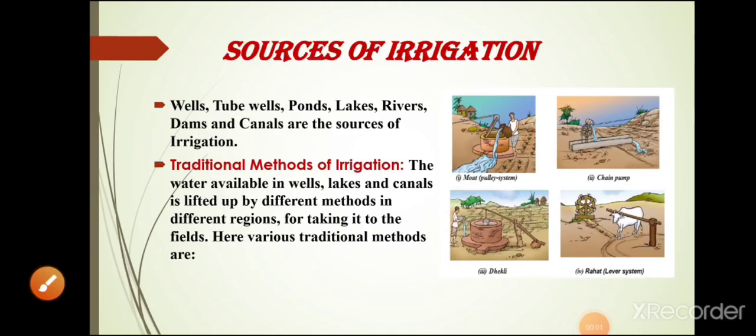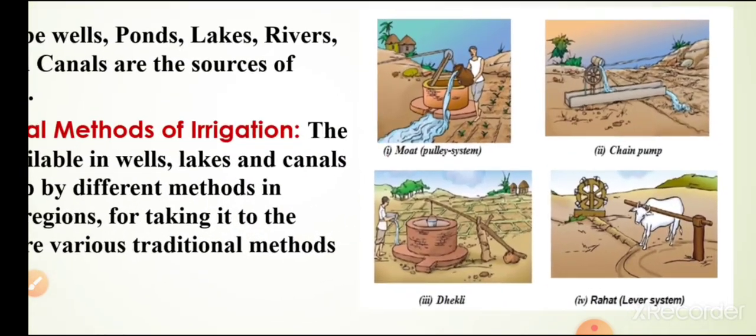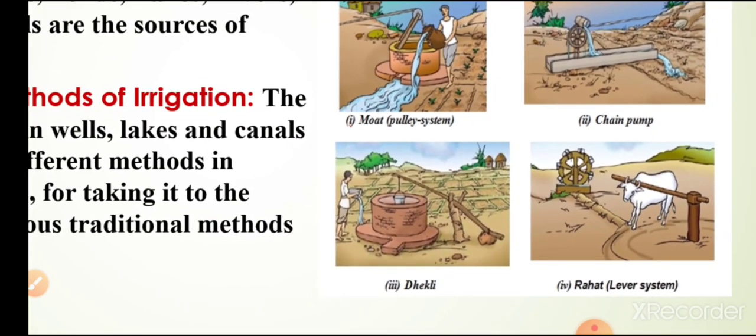Traditional methods of irrigation. Students, in the traditional methods of irrigation, the water available in wells, lakes and canals is lifted by different methods in different regions for taking it to the fields. In these methods, cattle or human labor is used, and these methods are cheap but less efficient. So what are these methods? These methods are the mod, which is a pulley system, the chain pump like you can see here, then the Dhekli and Rahat. Pumps are commonly used for lifting water. Now diesel, biogas, electricity and solar energy are used to run these pumps.